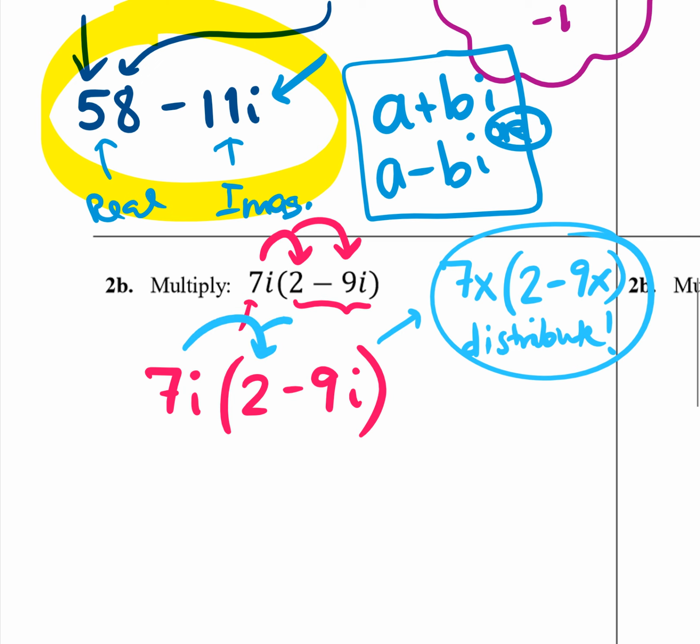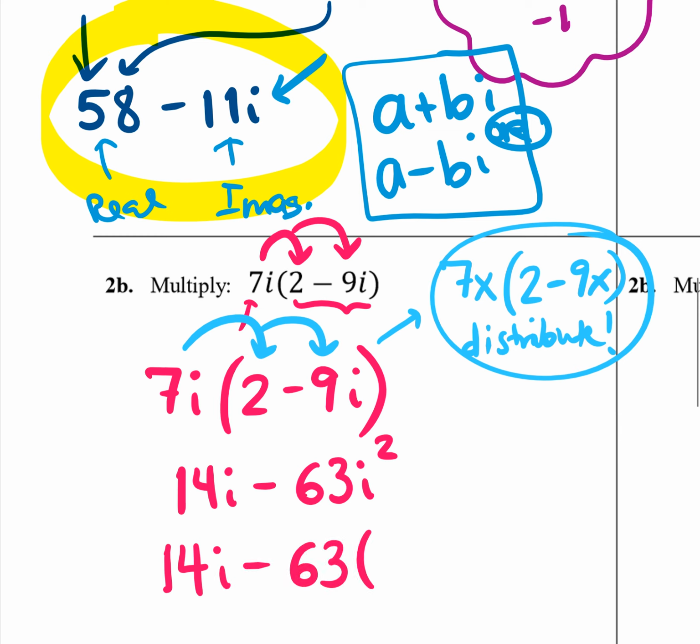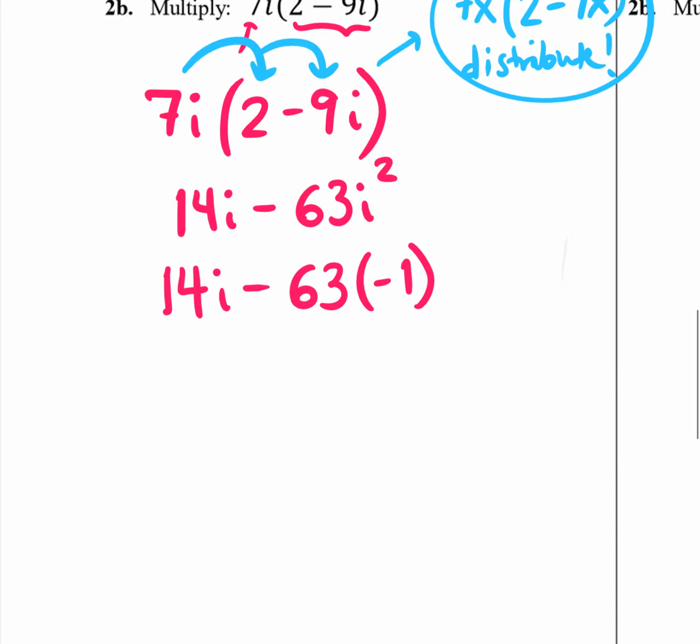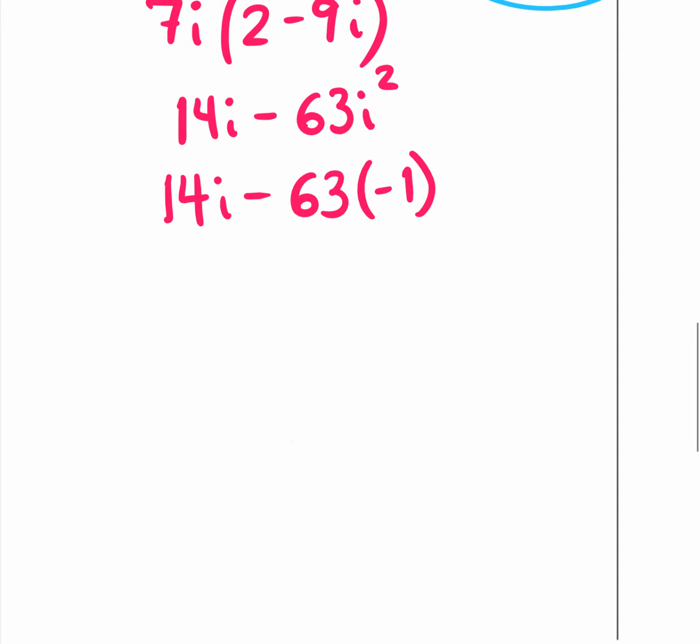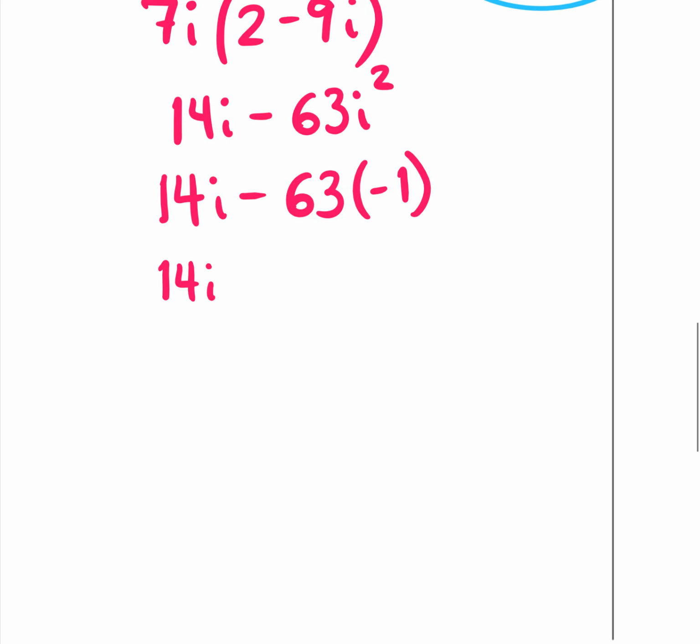I'm going to distribute the 7i, multiply it by 2. Then I'll distribute the 7i and multiply it by 9i. So 7i times 2 will be 14i. And then 7i times negative 9i, that's negative 63i squared, because that was an i times an i. By now we know that we're going to replace any i squareds we see with a negative 1. I'll rewrite it, except where the i squared was, I'll put a negative 1. That makes it 14i, just hanging out, waiting to see what happens to the 63. But now it ends up being negative 63 times negative 1, so positive 63.